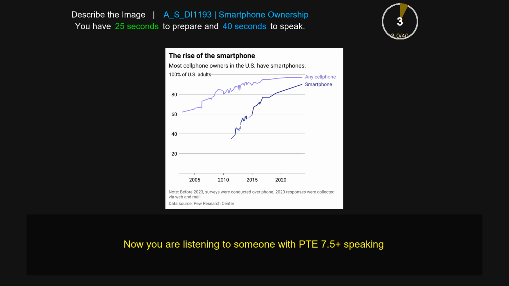I can see a very informative line graph in front of me, which is about the rise of the smartphone in the US. As we can see, in 2005, less than 60% of people had a smartphone or any other cell phone, but it rose by many percents. In 2020, the people who have a smartphone are above 80%, and who have any other cell phone is also nearly 100%. So we can say the value rose greatly from 2005 to 2020.